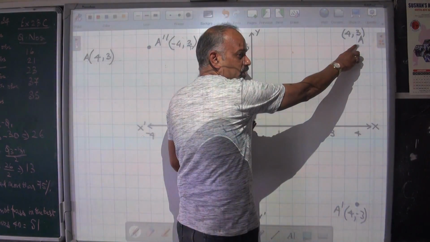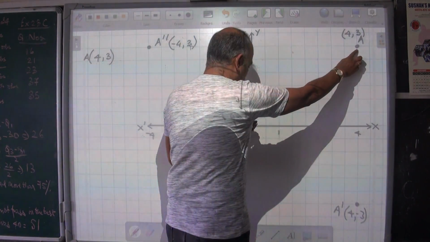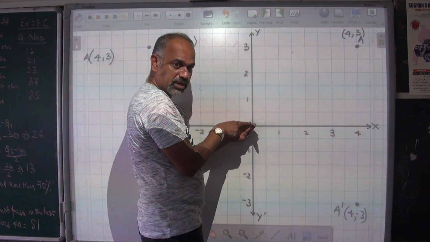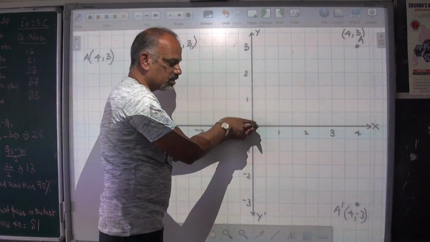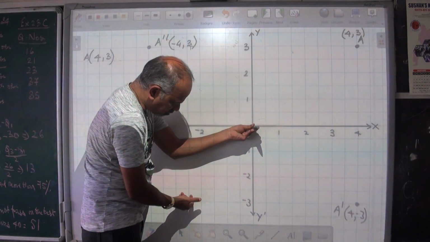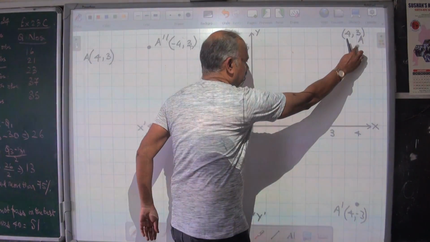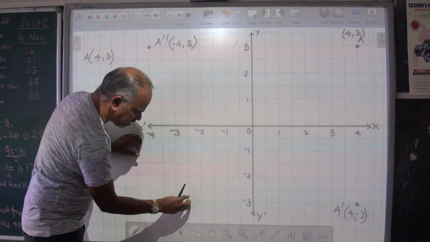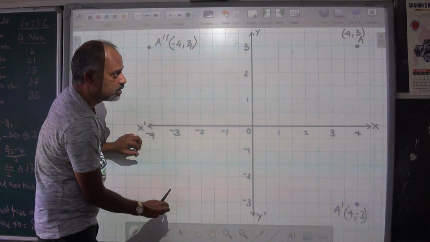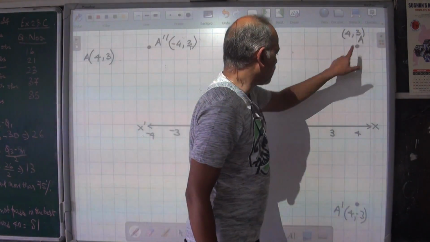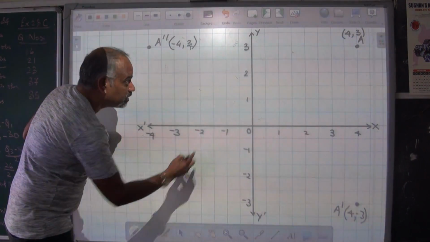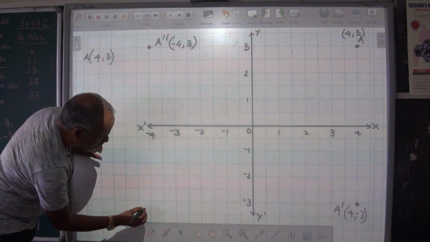So this is your actual point A. You're going to reflect this in the origin. This is the mirror, which means you're going to get the image behind the mirror, which means it should be somewhere here. So when this is reflected in the origin, you're going to get it somewhere here. So the coordinates are 4, 3. It's going to be, the reflection is going to be somewhere here.